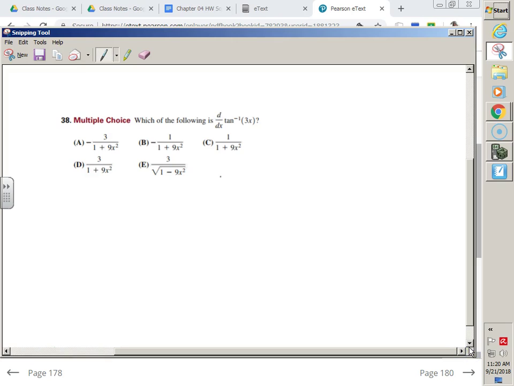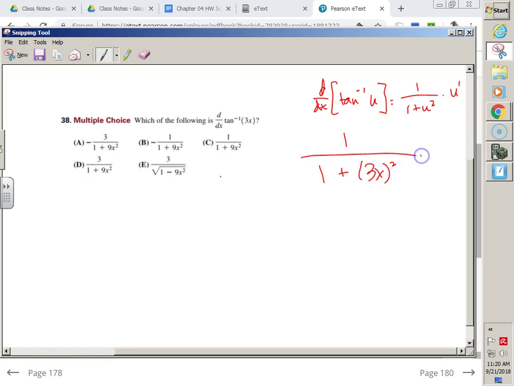I would say the easiest way without using a triangle, you could have used a triangle, but the easiest way would have just been to use the formula. Tangent inverse of u. So then 1 plus 3x squared times 3 would get you pretty quickly. 3x times 3x is 9x squared. That's why I would say letter D.